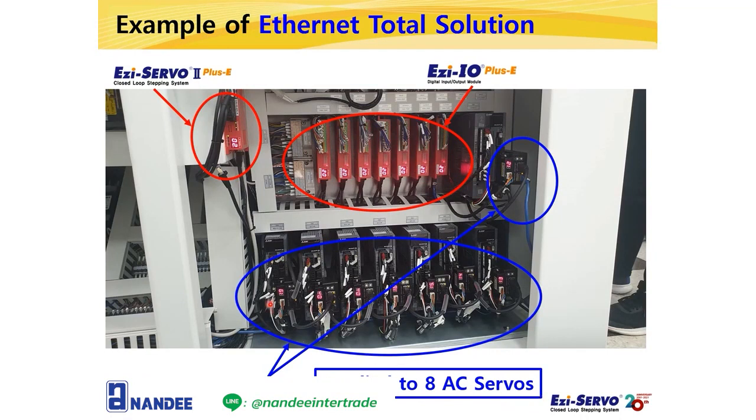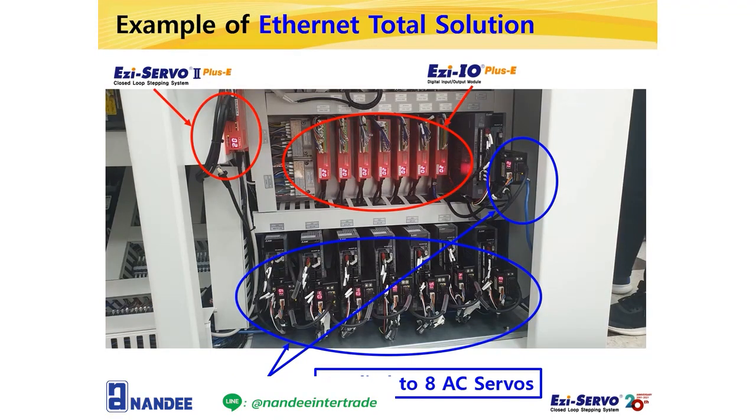EZ MotionLinks are connected by daisy chain using Ethernet ports, and they are also connected with EZ Servo 2 plus E and EZ I/O plus E of FASTECH by daisy chain through Ethernet communication. With simple wiring, AC servo and EZ servo can be driven by one Ethernet network at the same time. At this machine, I/O module is also connected.